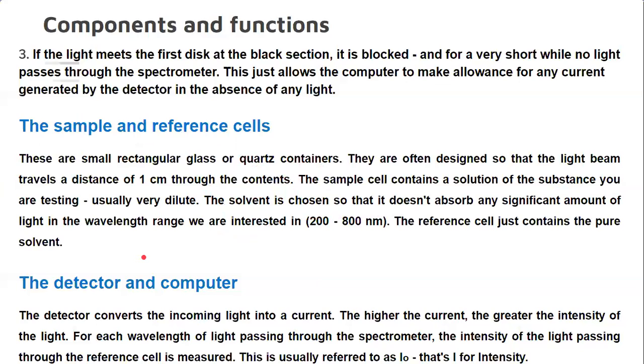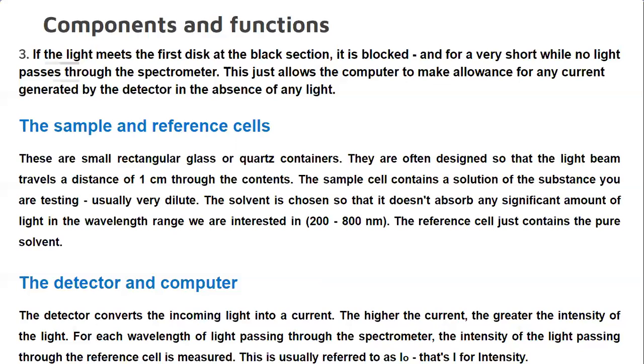Next is the detector and computer. Whatever light comes from the sample cell and reference cell is sent into the second rotator, and then the second rotator sends the light into the amplifier followed by photoelectric cells. So the amplifier and photoelectric cell together are known as the spectrophotometer detector. What is the role of the photometer? It will convert the photons into electric signals. The detector converts the incoming light into current, that means a current signal. The higher the current, the greater the intensity of the light transmitted.